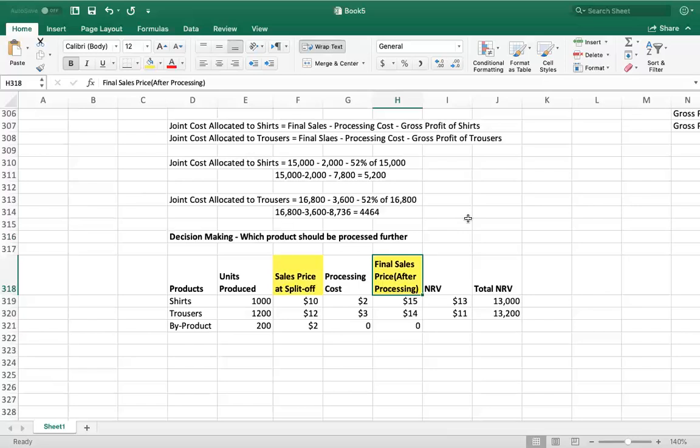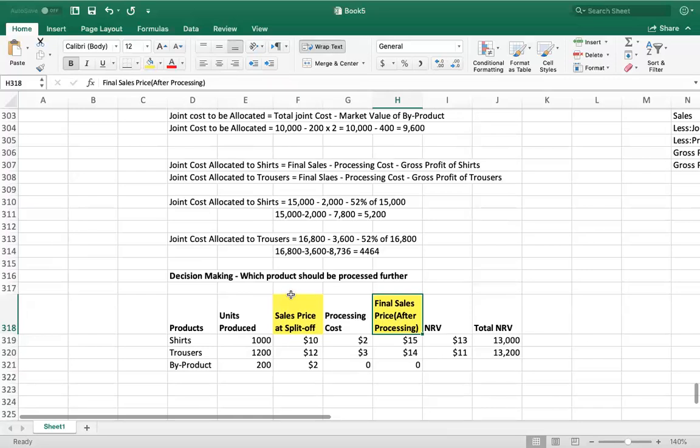Yes. Fatima, any idea? What does it mean by final sales price after processing and sales price at split-off? What is the difference between these two? Any idea? No idea? Don't know. Let me explain to you.